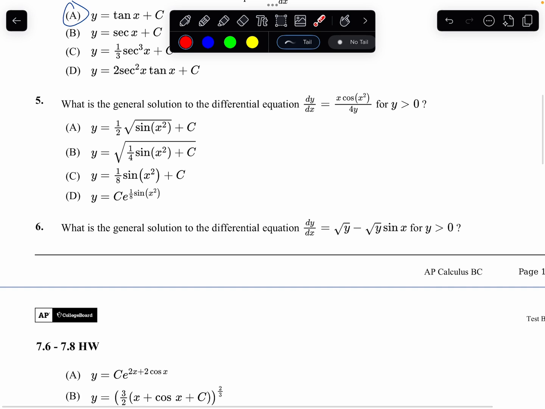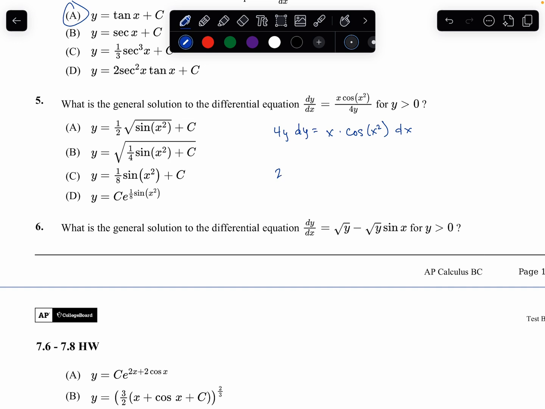For 5, what is the general solution here? So let me separate the variables. I'll multiply by 4y, so 4y dy will be equal to x times cosine of x squared dx. The antiderivative here should be 2y squared? Yeah? Equal to, this is going to be an easy u sub or a chain rule. So just think about the chain rule. The derivative of the inside part is 2x, which is the same as what's happening outside here.